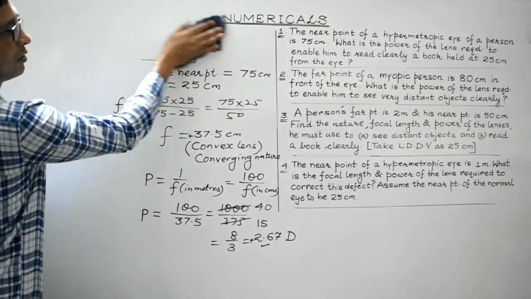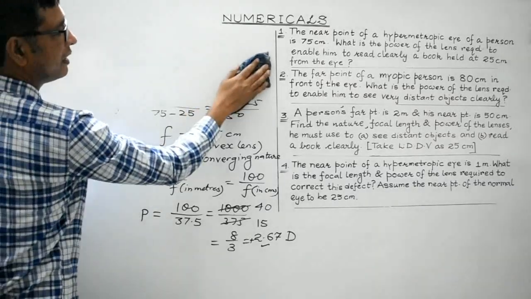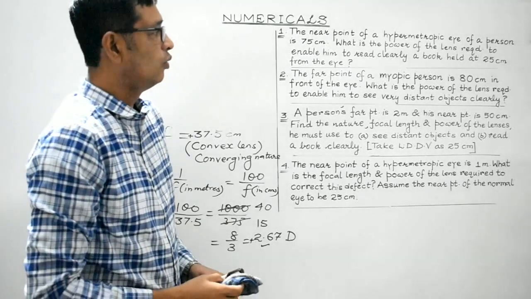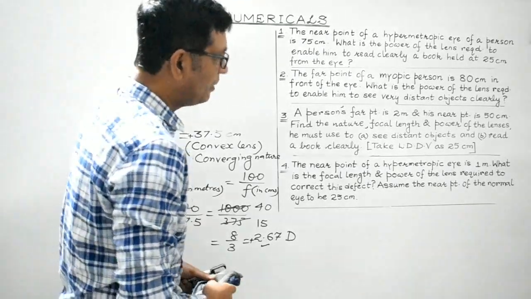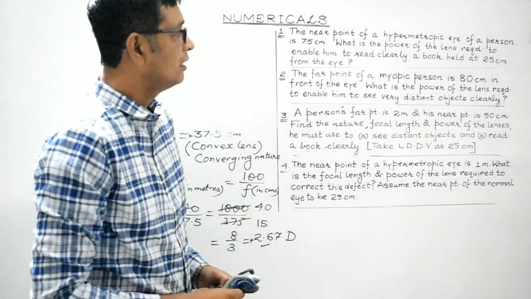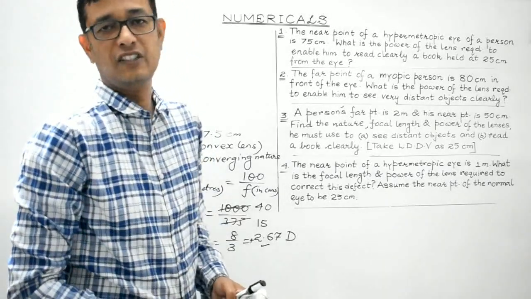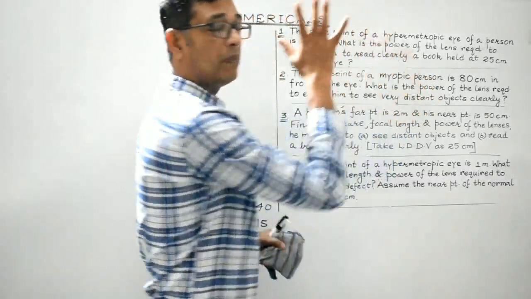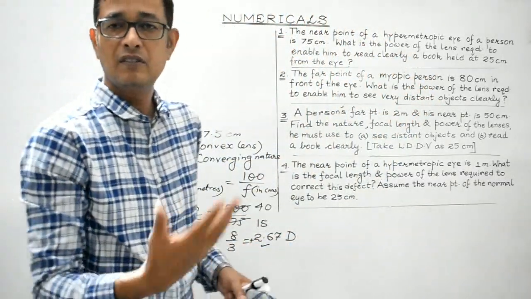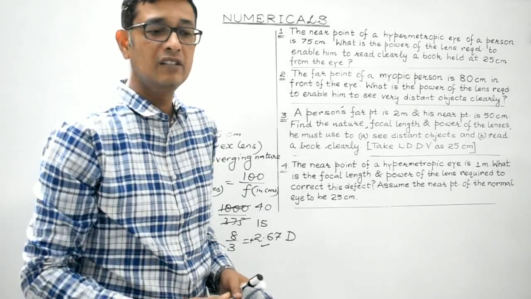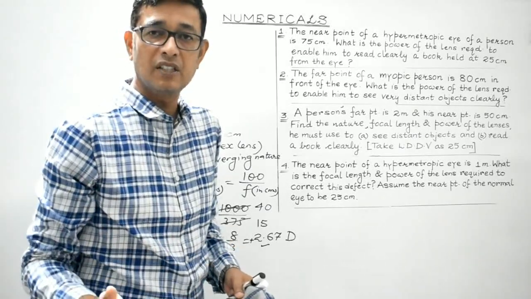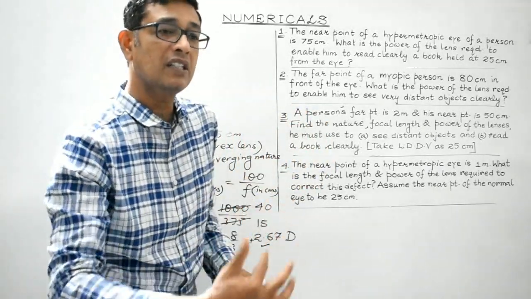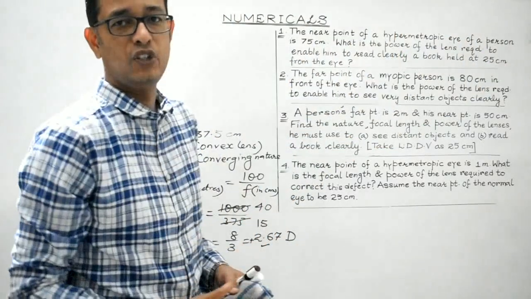The far point of a myopic eye is 80 cm in front of the eye. What is the power of the lens required to enable him to see very distant objects clearly, right? So look, the person under consideration is suffering from myopia. Now myopia, we have studied it in detail, that if a person is suffering from myopia, then he is able to see clearly the nearby objects, but is unable to see clearly the faraway object, right?